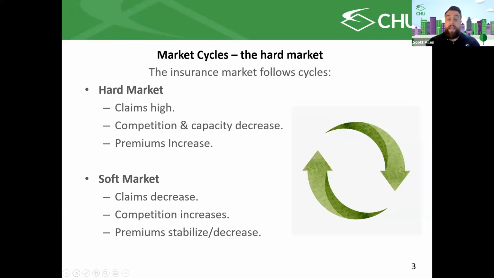These cycles are years long, and they can be basically divided between two sections. There's the hard market, where there's been a lot of claims, there's been a lot of damage, there's been a lot of loss. That causes competition and the capacity for insurers to write more policies and write more competitive premiums to steadily decrease because of the sheer amount of cost involved.